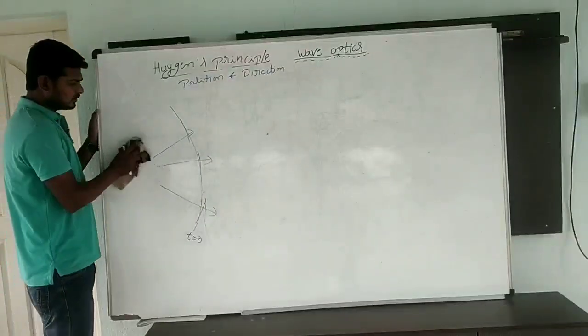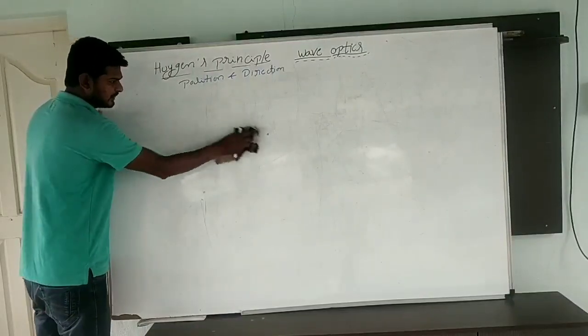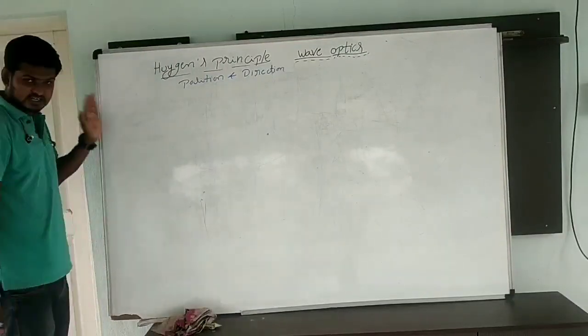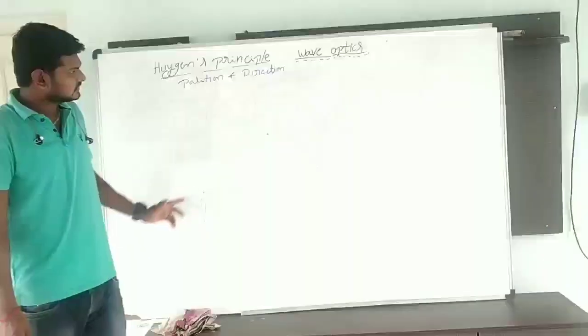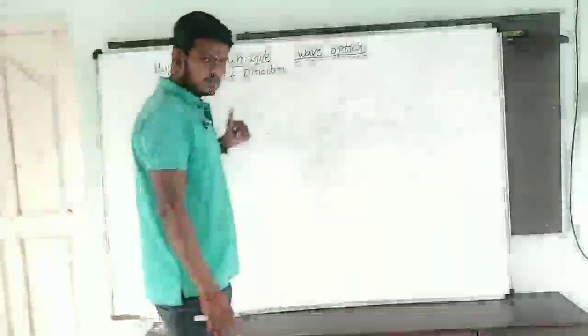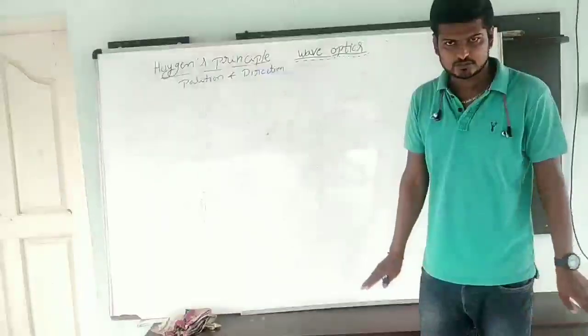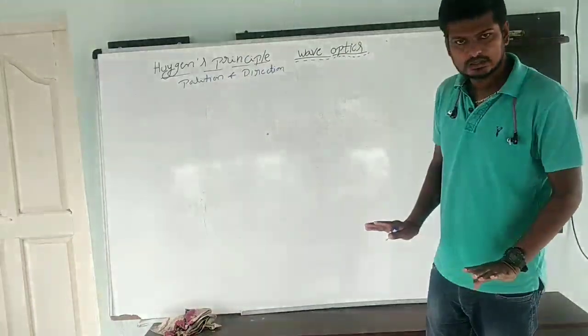Here, Huygens gave two statements. First, I am going to write the statements. Then, I will explain with the diagram. Clear?